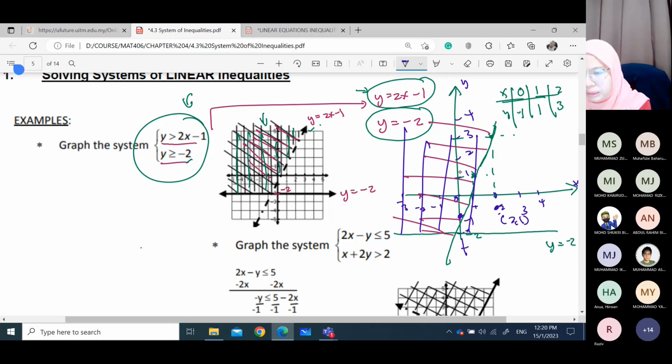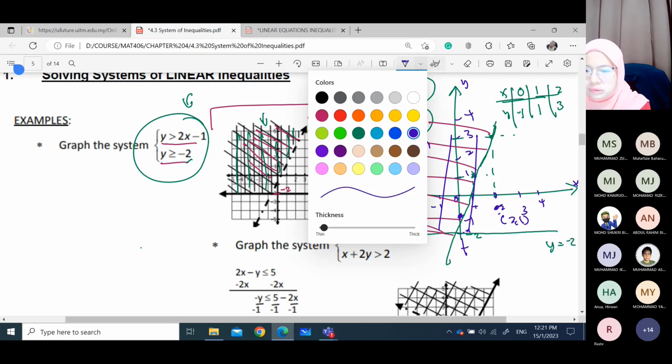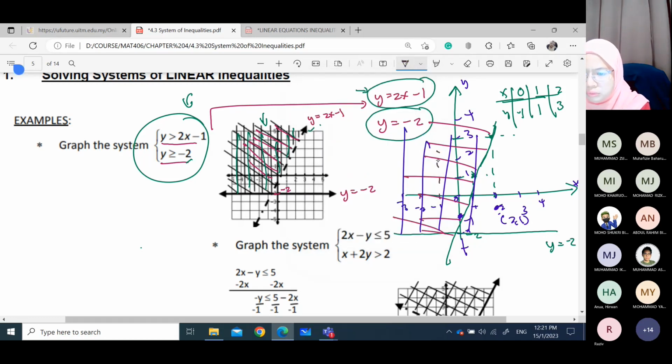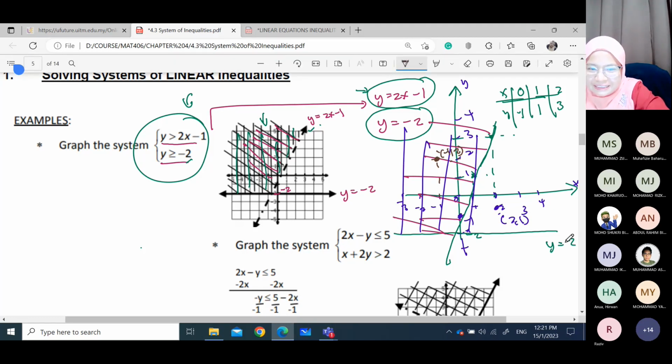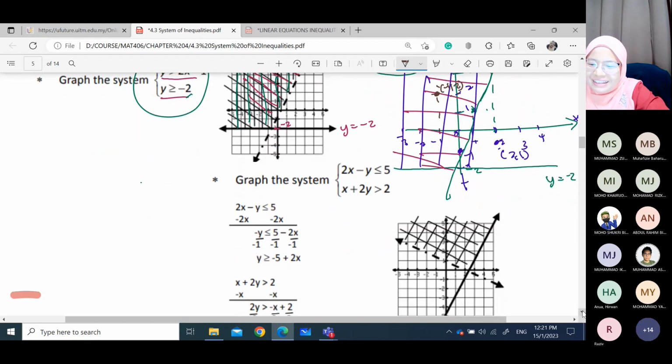So kalau kita ambil region negative 1, 2. So let's say we choose a point negative 1, 2. Yang ini, point yang ini, negative 1, 2. So negative 1, 2 is one of the solution. Because this point is in the region. Boleh? Boleh insyaAllah. Okay, very good.